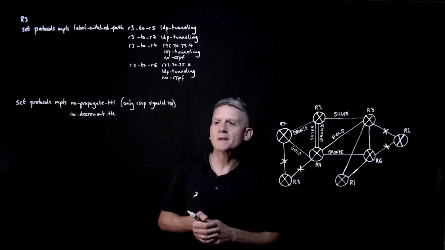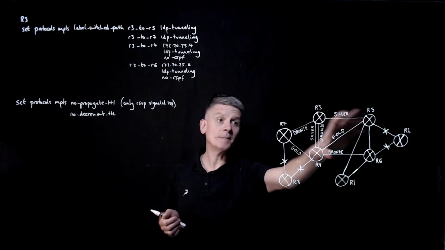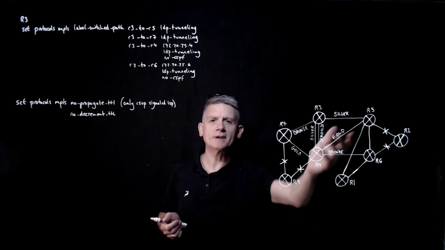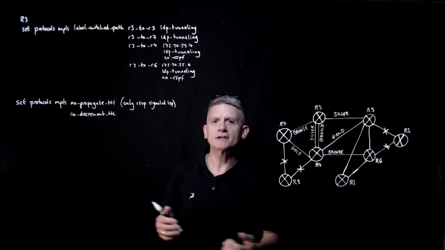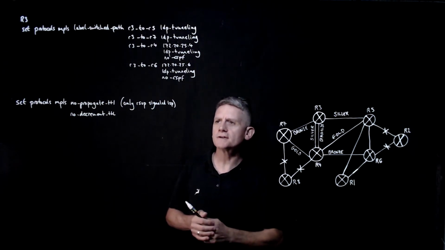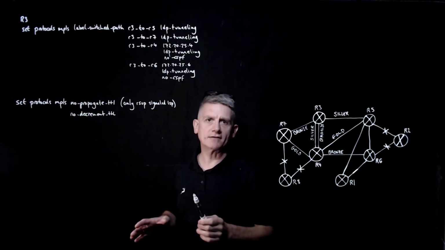The last thing that we've been asked to do here is to hide the PEs within the MPLS zone to outside ping and trace route. So there's two ways to do this. There's no propagate TTL and there's no decrement TTL.